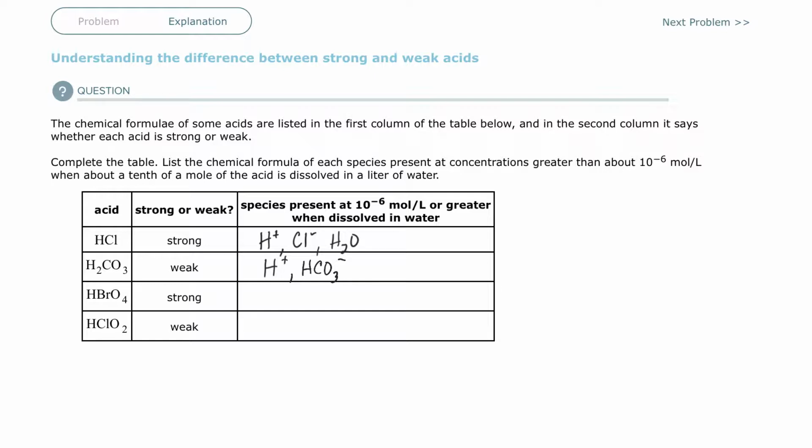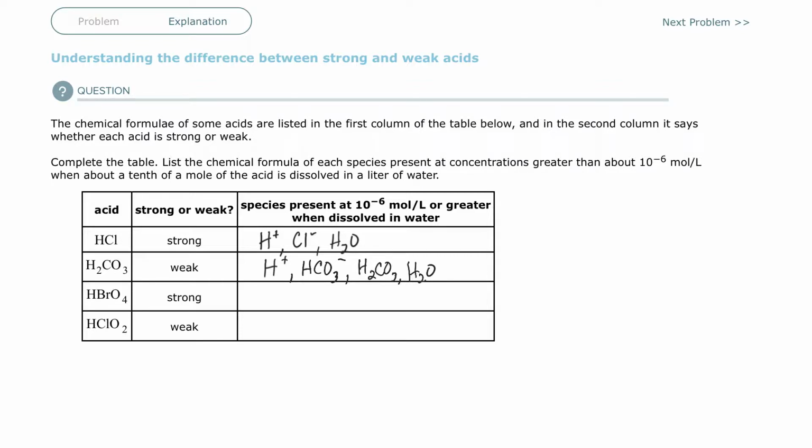Then it's weak. So what does weak mean? It means the original is in the water. It doesn't completely break apart. So you're going to have H2CO3 in the water. What else are you going to have in the water? Water. So H2O. You'll have H2O in the water. Do you see how easy this is? I think you can breeze through these.